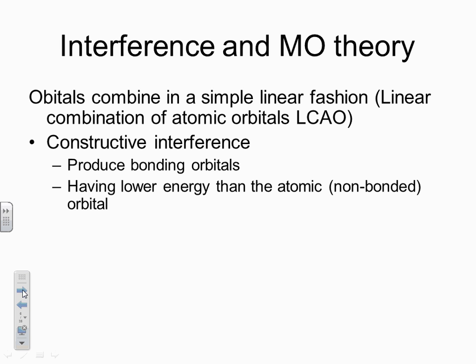So you have atomic orbitals that are not bonded. When they produce a bonding orbital using constructive interference of the electrons that are moving in waves to bond with something else, so these electrons are in phase, that's going to produce a bonding orbital, and that bonding orbital has lower energy.